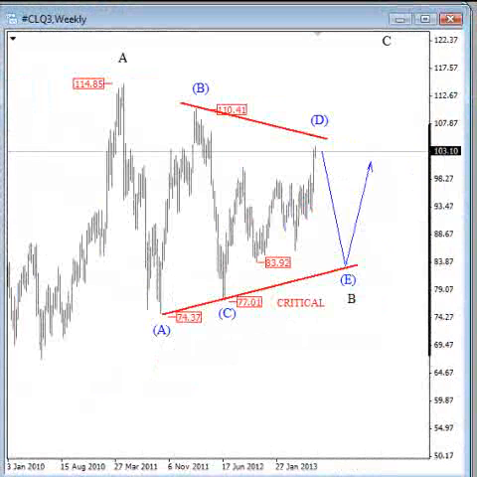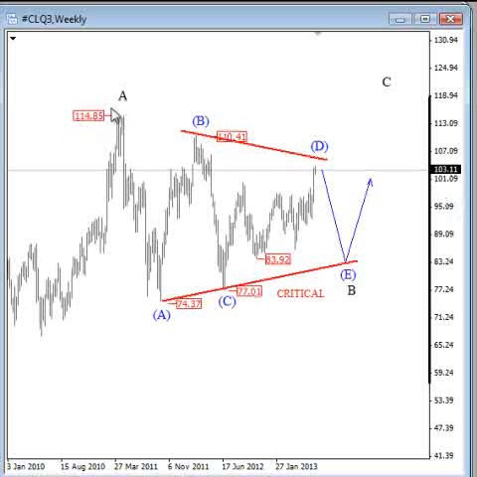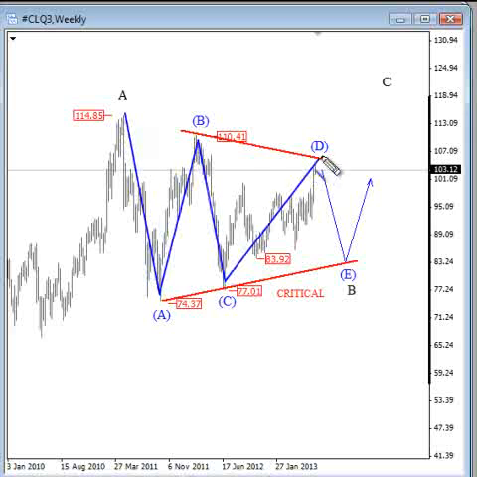On the crude oil weekly chart, we are tracking a huge triangle, still incomplete, placed in wave B. This was wave A, B, C, and it looks like we are trading higher now in wave D. If that's the case, then we know that wave D must not move above this wave B swing high, otherwise the wave count will be invalidated.